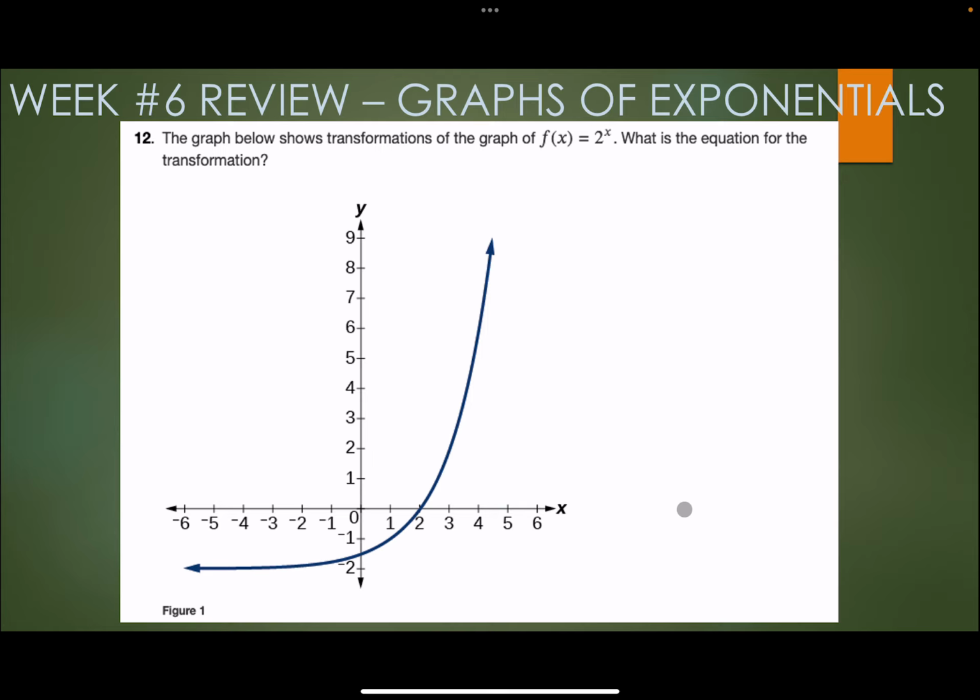All right, number 12. The graph shows transformations of the graph of y equals 2 to the x. What is the equation for the transformation? So pause it here so you can try.